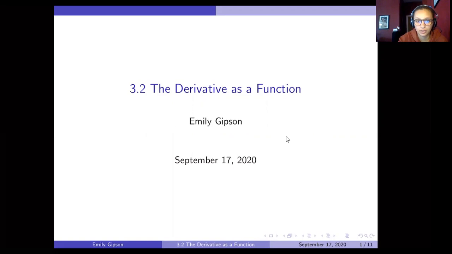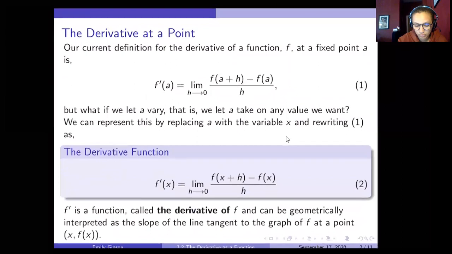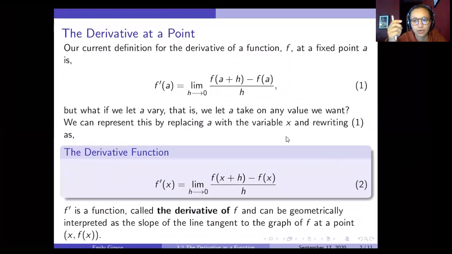So today we're going to be talking about the derivative as a function. We already know that we can take the derivative at a point, and our current definition for the derivative of a function f at a fixed point a is f prime of a equals the limit as h approaches 0 of f of a plus h minus f of a all over h. But we can let a vary. That is, we can let a take on any value we want. Maybe a is equal to 1, maybe it's equal to 10, maybe it's equal to 100.